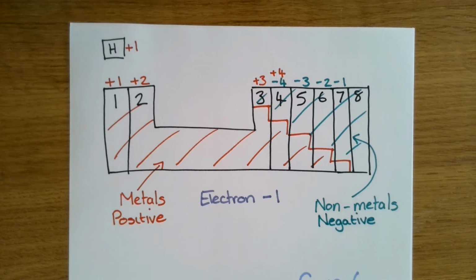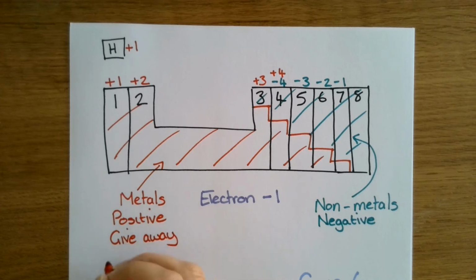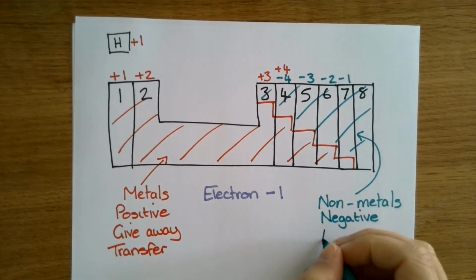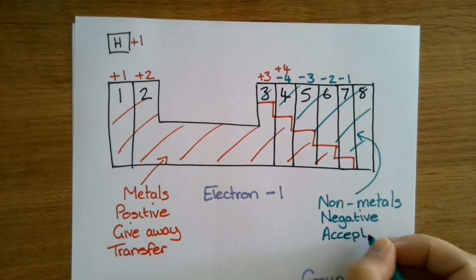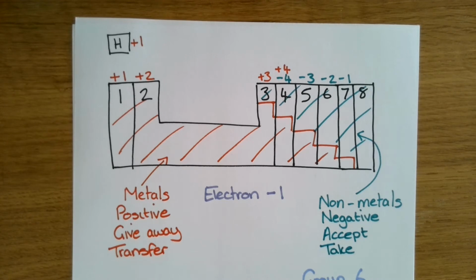Bonding happens, particularly ionic bonding, by an exchange of electrons. So you're either going to give an electron away or you're going to take an electron in. So metals give away or transfer their electrons, whereas non-metals accept or take electrons from other atoms. So it's that transfer of electrons. If I give away something negative, I become positive.